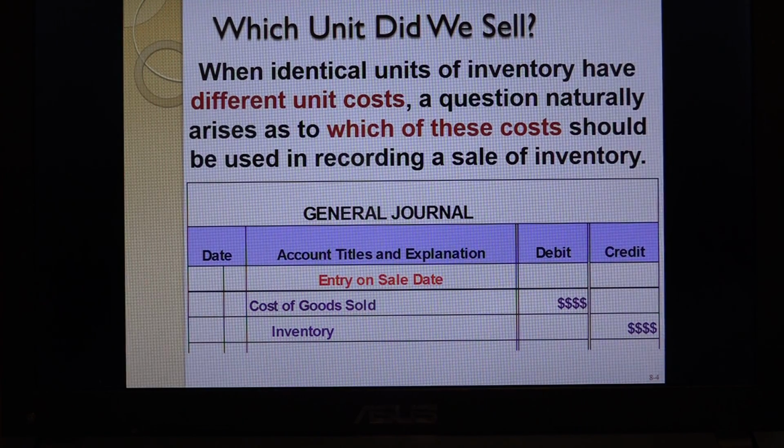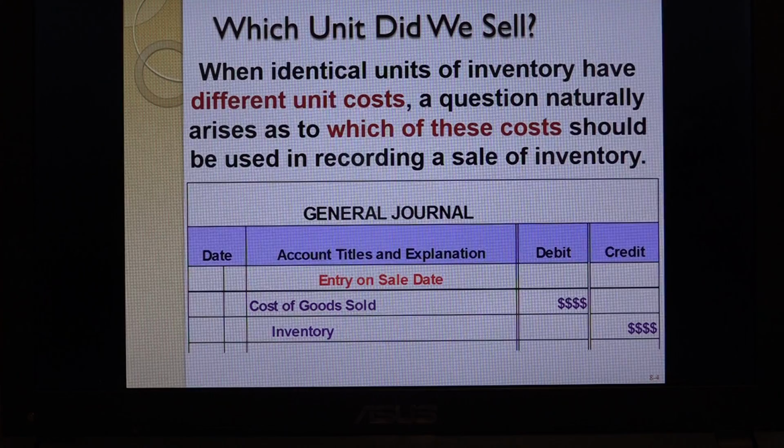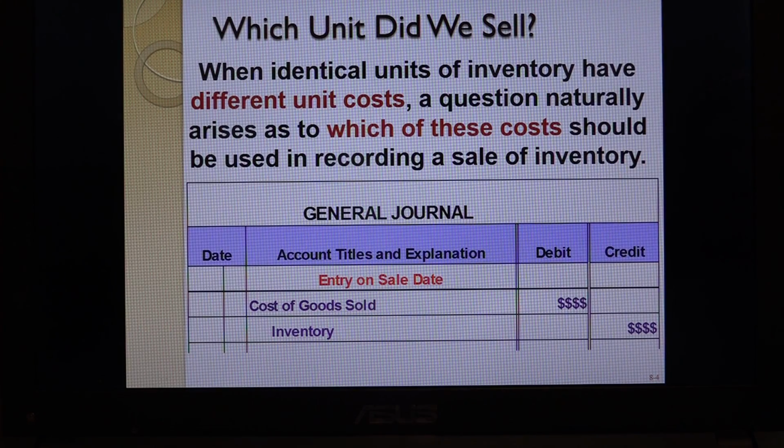Now the question here is, which unit did we sell? If you have multiple units, they may have different unit costs. You know, prices are always fluctuating. So what you buy something at today may not be what you buy it at a month from now. More likely, it's changed. And so the question is, when there's fluctuations like that, how do we account for this? How do we determine which units we've sold as this cost of goods sold?